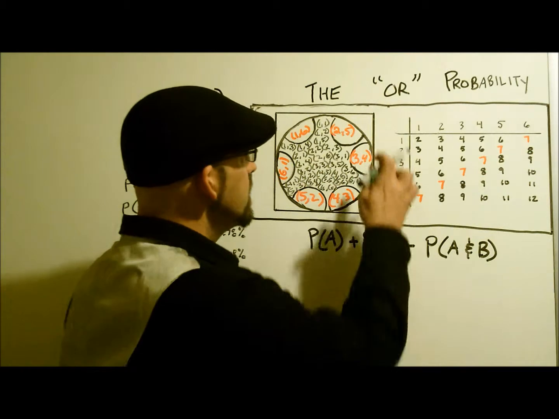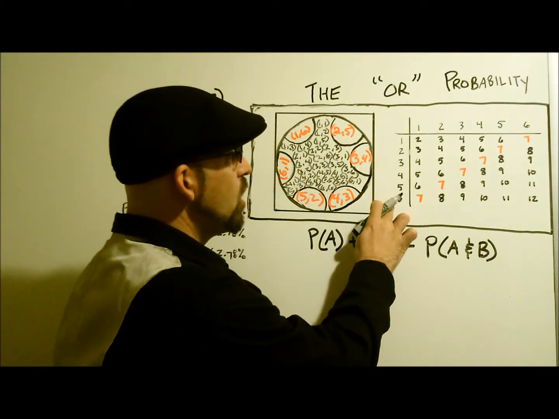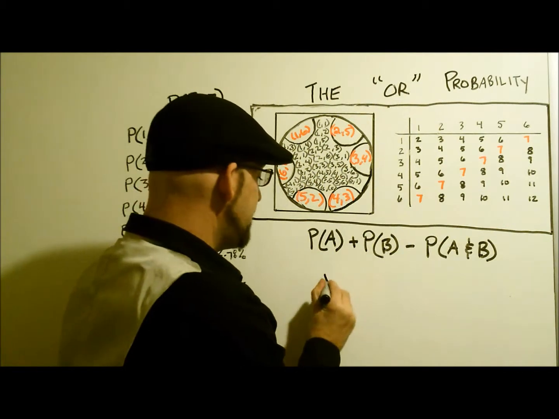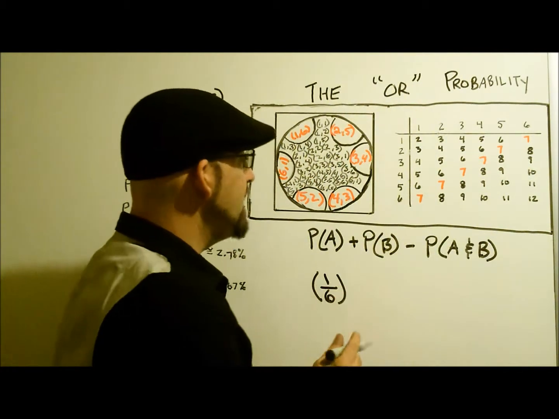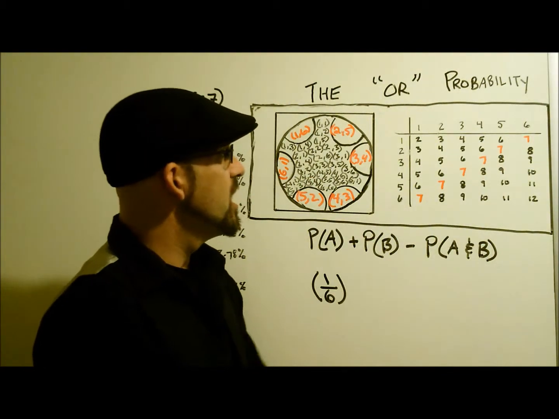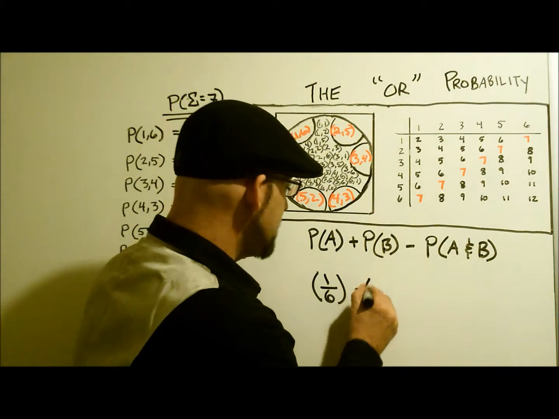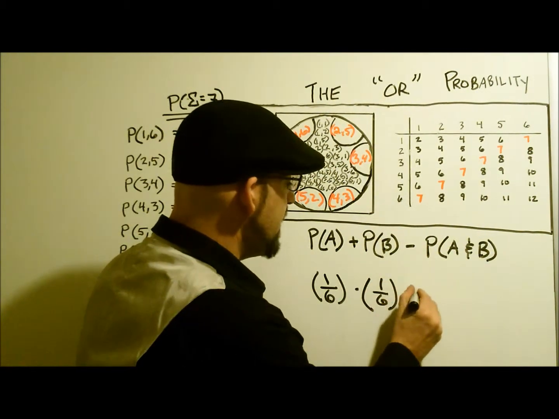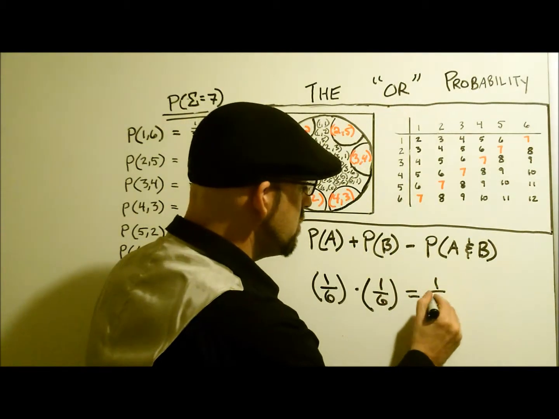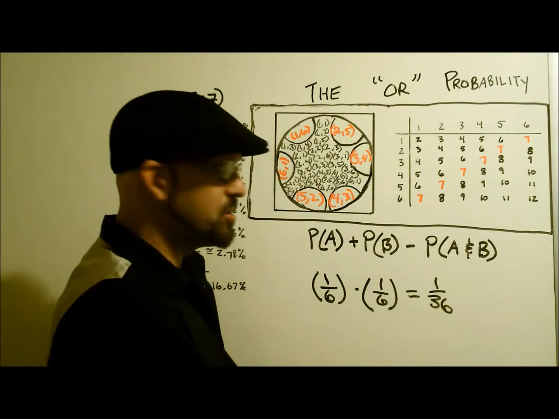Well, we took the first roll, we had a 1 in 6 chance of getting any of those numbers. Now on the second roll, we had the same thing, times 1/6. That equals 1 over 36. The denominator is our sample size.